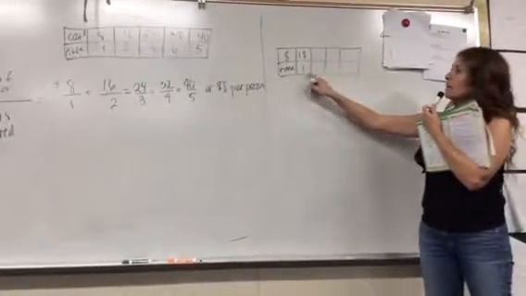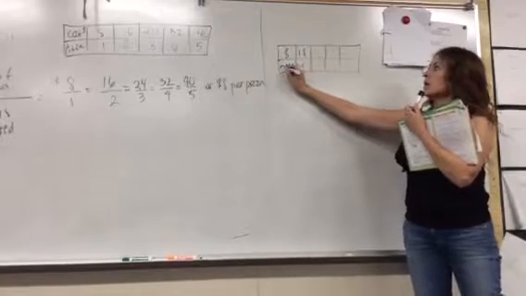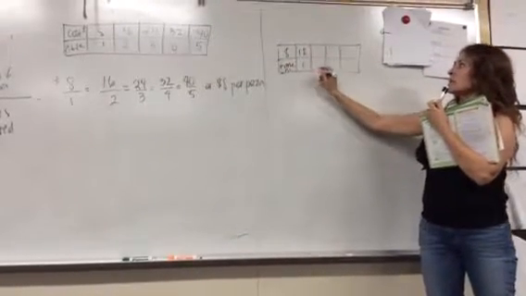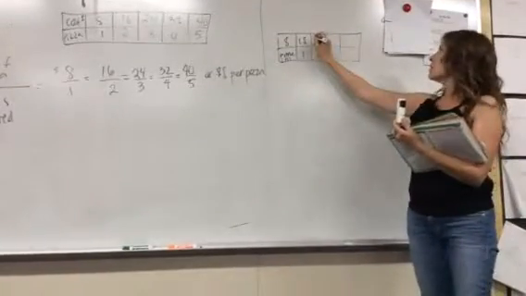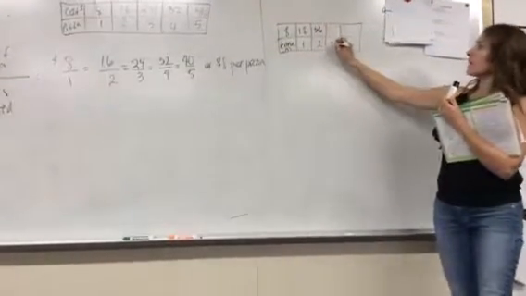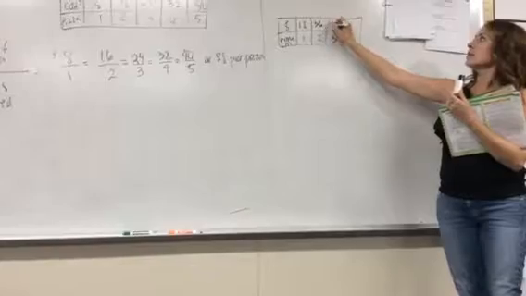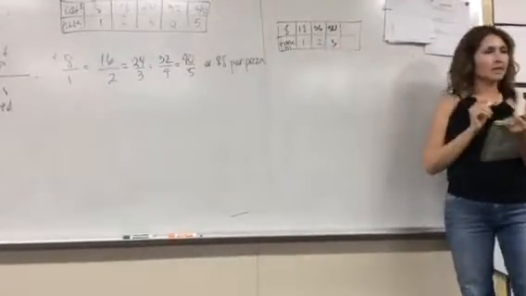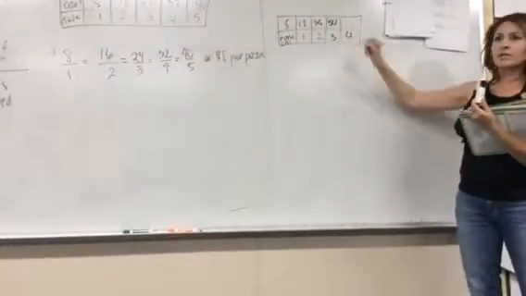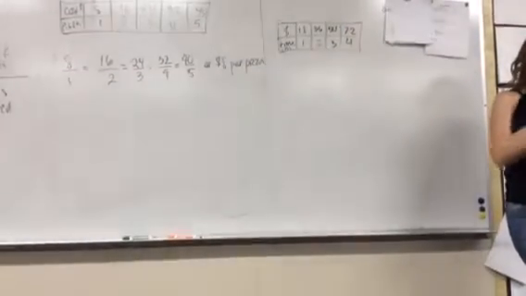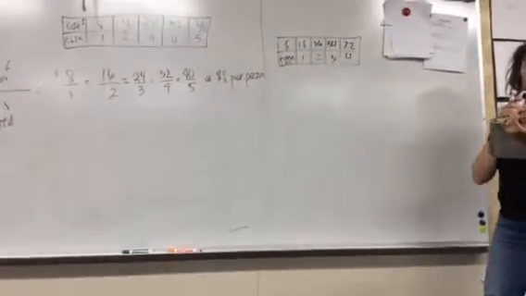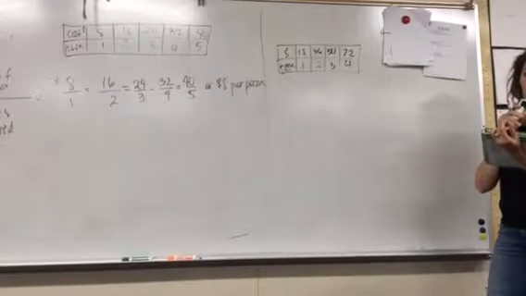So for 1 hour, that's time in hours with the H, he makes $18. For 2 hours, he would make 36. And for 3 hours, 54. And for 4 hours, 72.